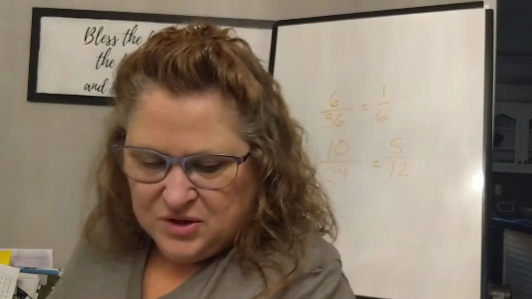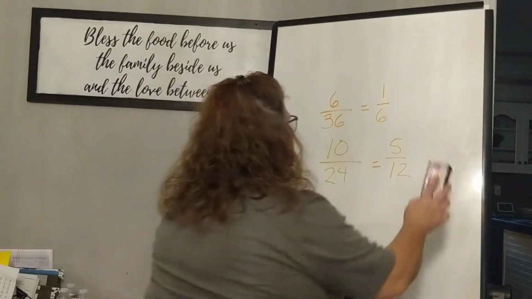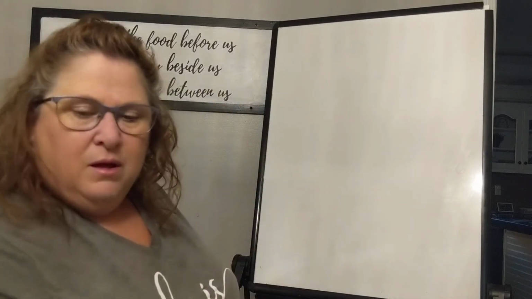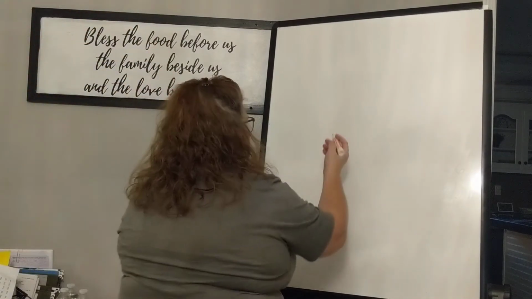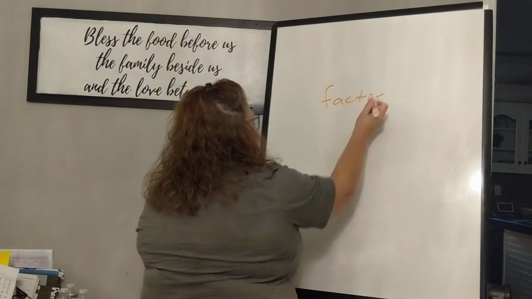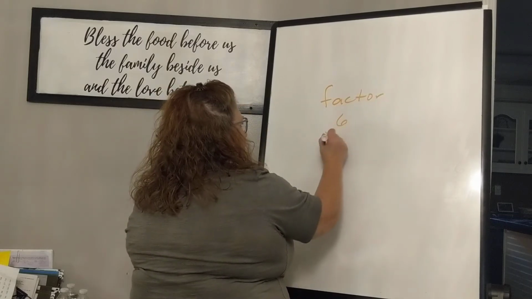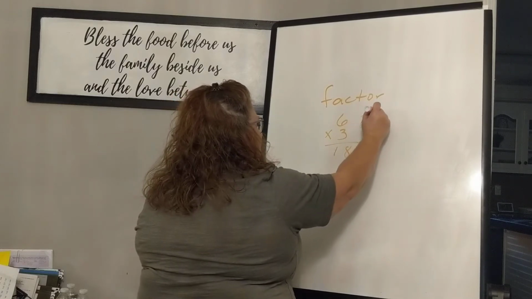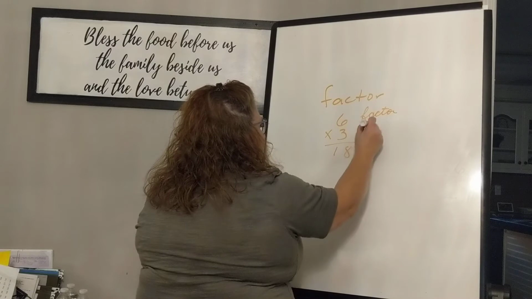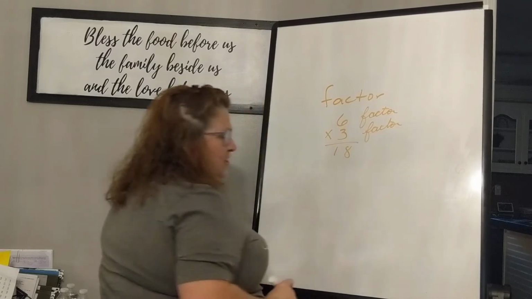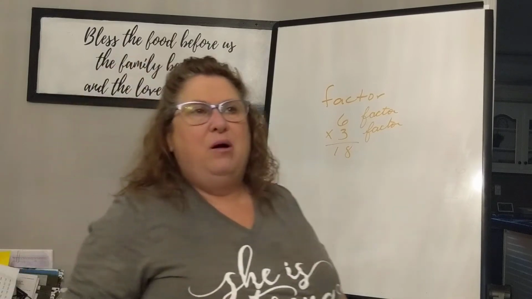Okay, Ashlyn, so today we are talking about least common multiples. We have learned that factors are the numbers we multiply together to get a product. 6 times 3 equals 18. 6 is a factor and 3 is a factor. These are factors of 18. Today we are going to learn about multiples.